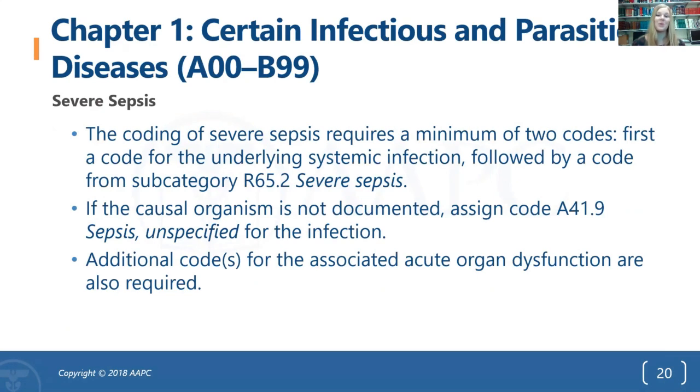You will note that the coding for severe sepsis requires a minimum of 2 codes. First, a code for the underlying systemic infection, followed by a code from subcategory R65.2 for severe sepsis. If we don't have the causal organism documented, you would just assign code A41.9, sepsis unspecified, for the infection. You would also need to code for the associated acute organ dysfunction.